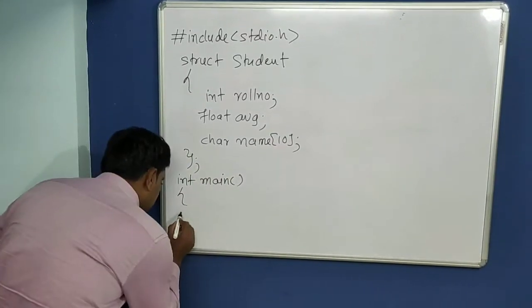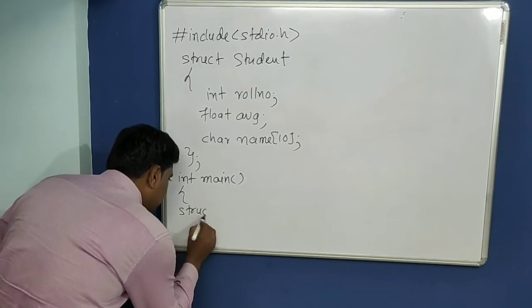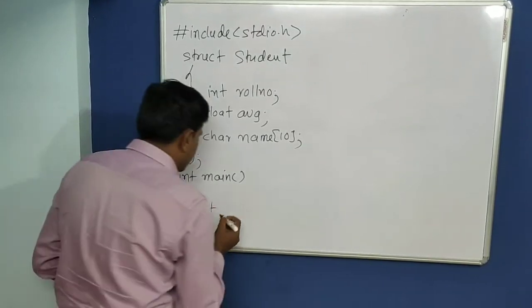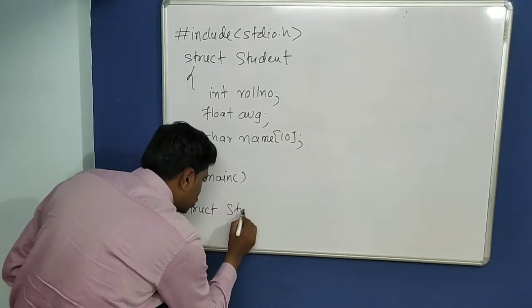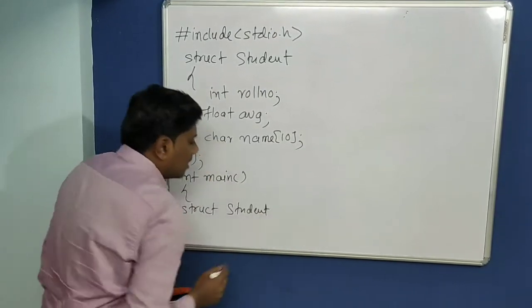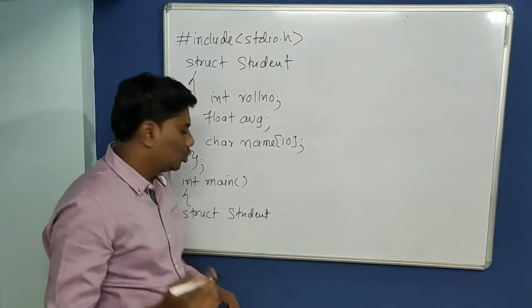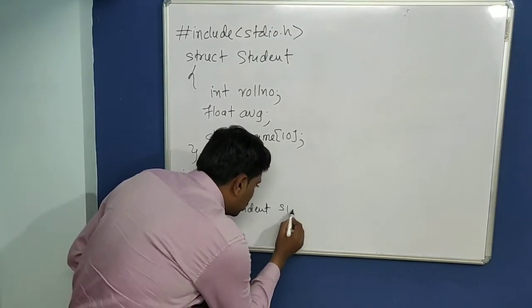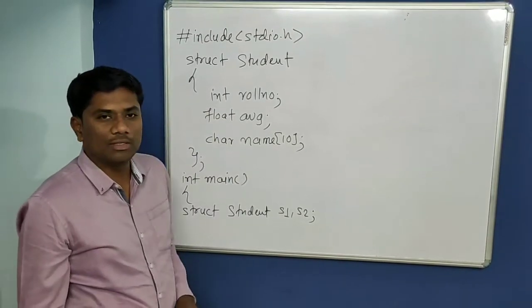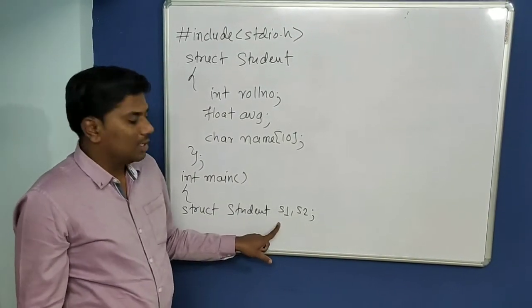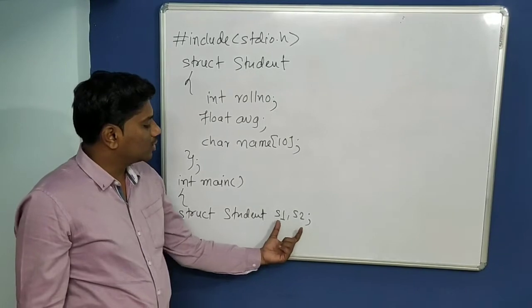So how to declare structure variables? There are two methods. We'll see this one: struct, then the structure name, student. And I'm going to store information of two students, so I will require two structure variables. At this point of time, the memory will be allocated to your S1 and S2.